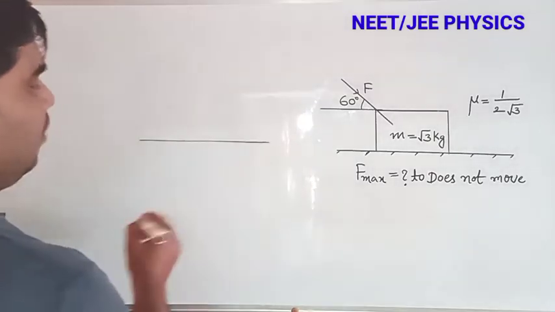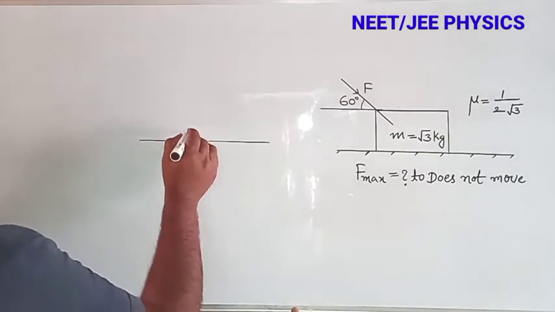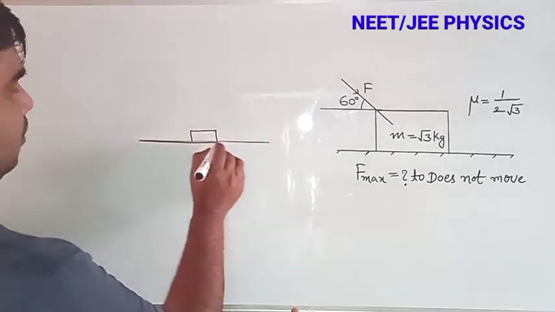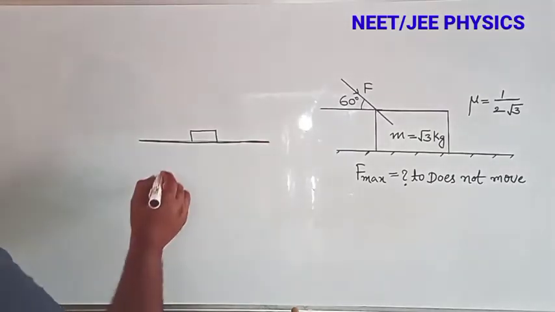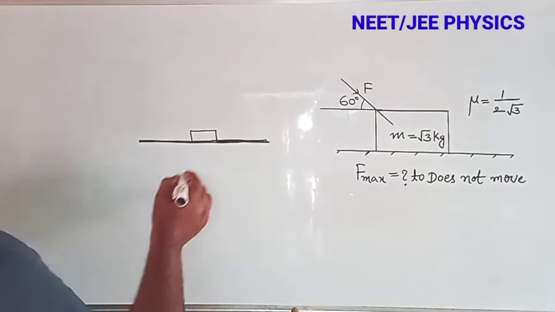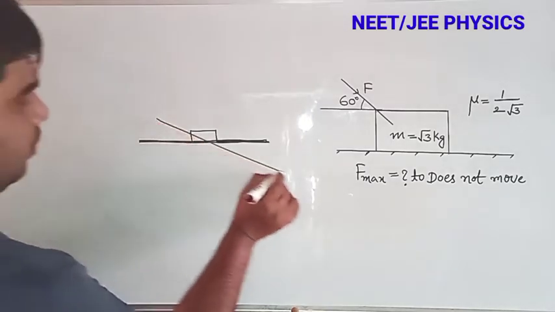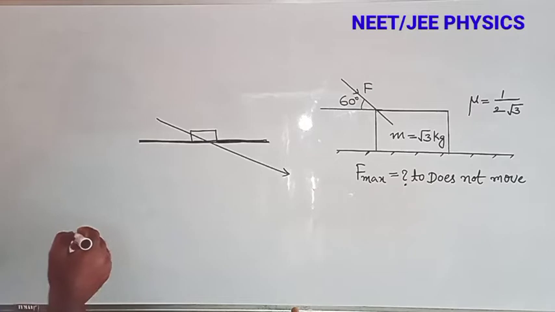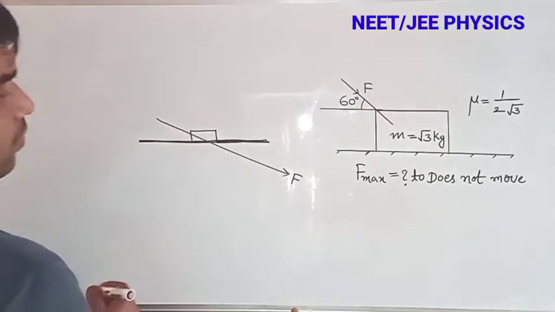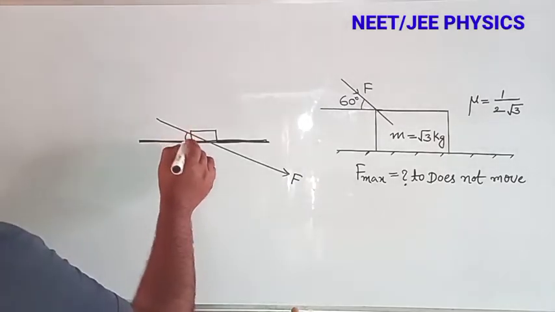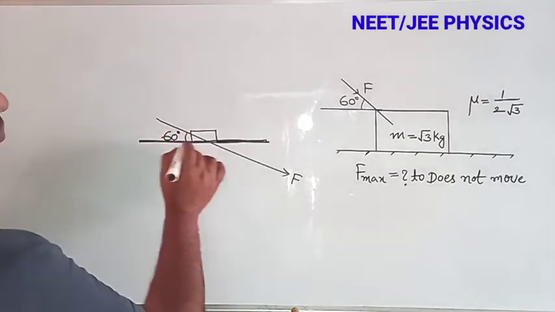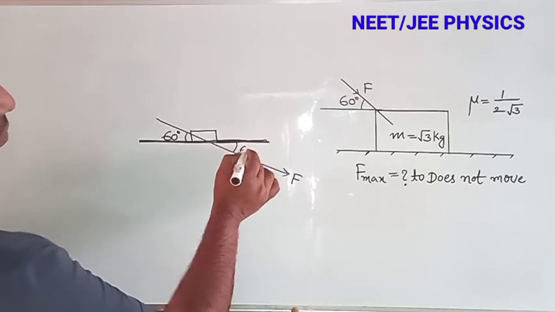Let us take this as a smooth surface and this as a small object, for understanding purposes. On this, what force is acting? F force is acting. This is the F force. Now, how much is this angle? He gave 60 degree. So the opposite angle is also 60 degree.